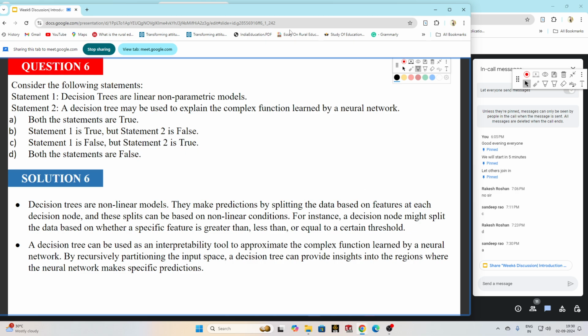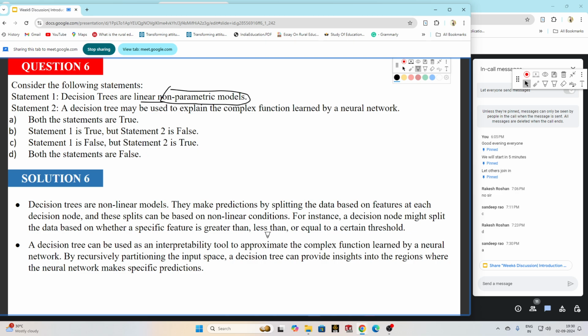Okay, so decision trees are linear non-parametric models. Non-parametric is okay, but is a decision tree linear? No, decision trees are non-linear models. Okay, so that is why statement 1 is false. So decision trees are non-linear models.